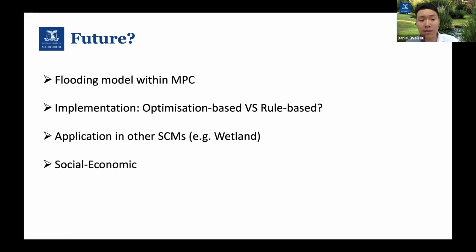Of course, you want to think about the application in other SCMs, such as the wetland, which is also one direction that our group is looking at, led by Tim Fletcher and also Chris Salter, looking at how this technology could be used in wetlands, biofilters, and other SCMs.